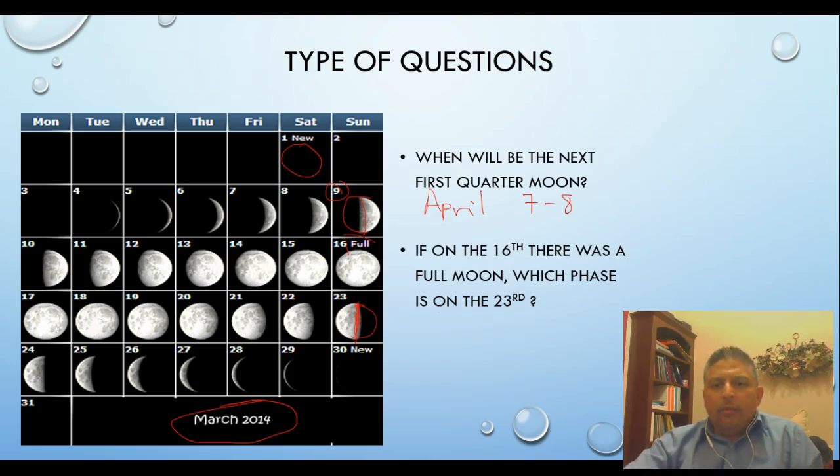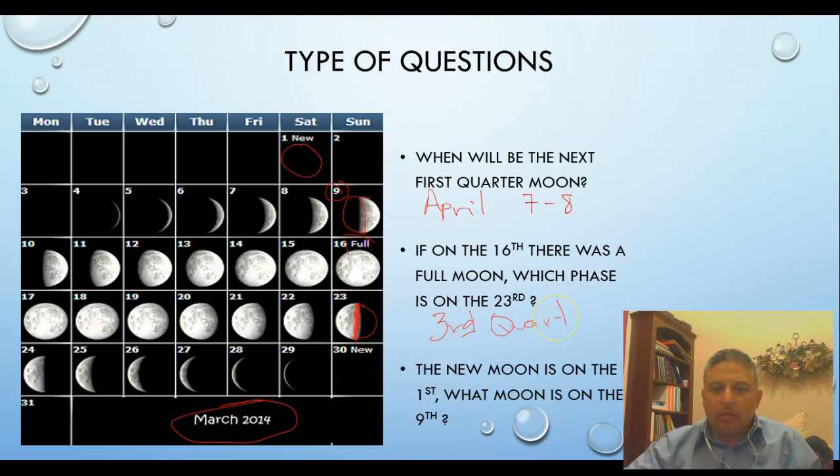All right, if on the 16th there was a full moon, which phase is on the 23rd? Now here is the 16th. This is a full moon. Okay, which phase are we going to have on the 23rd? So that will be 1 week after. And 1 week after the full moon will be this one over here, which is your waning moon, I'm sorry, but it is the 3rd quarter moon. Sometimes we also call it the last quarter moon.